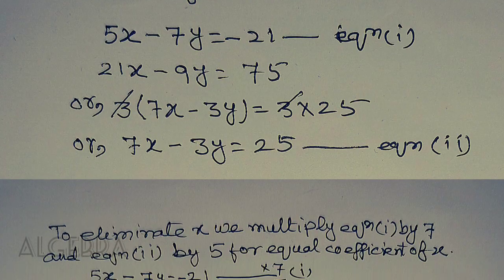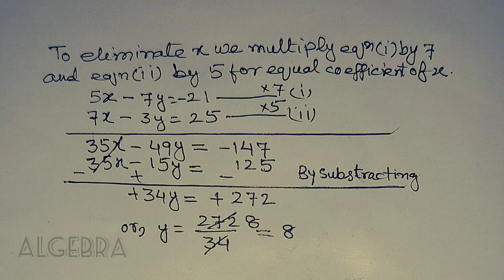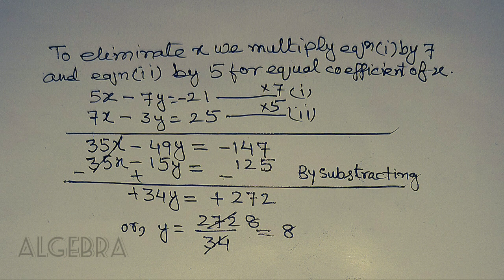To eliminate x, we multiply equation 1 by 7 and equation 2 by 5 for equal coefficient of x. 5x - 7y = -21 multiplied by 7, and 7x - 3y = 25 multiplied by 5. 35x - 49y = -147, and 35x - 15y = 125. By subtracting, 34y = 272, or y = 272/34 = 8.